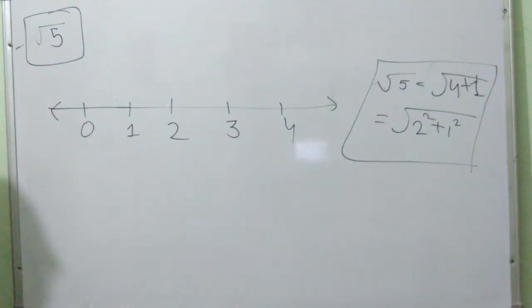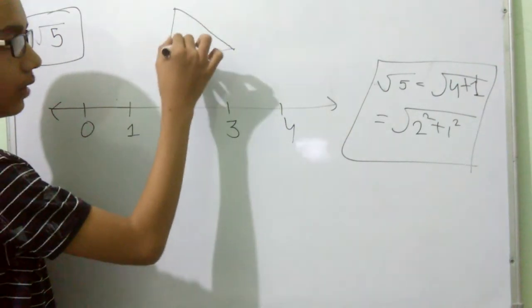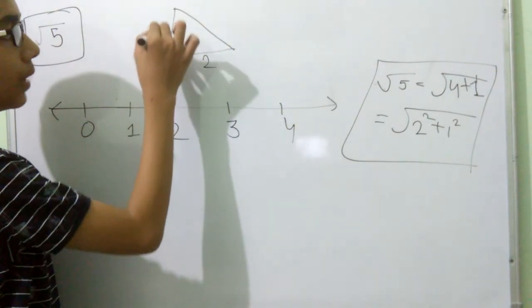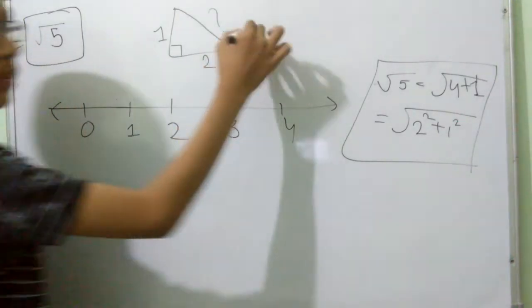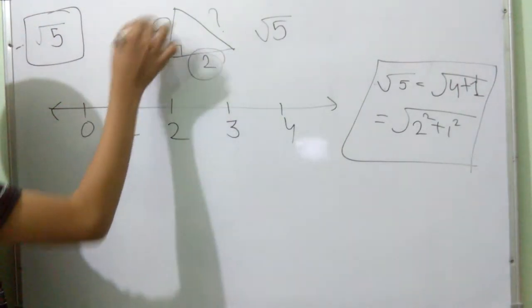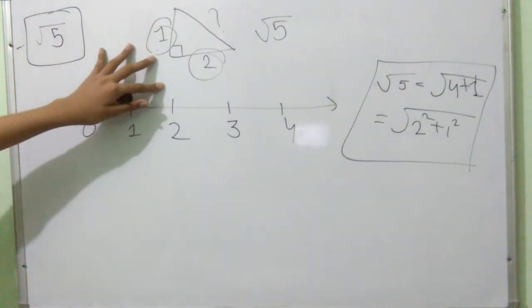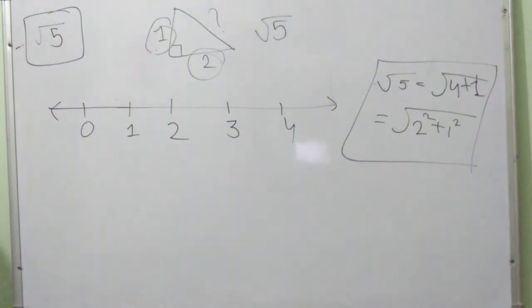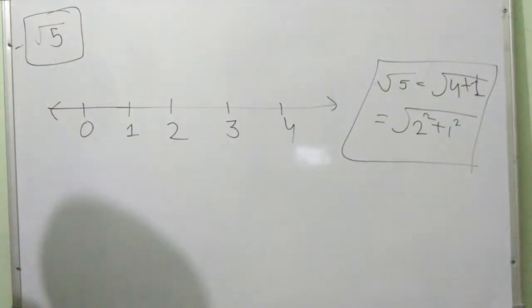So what we have to do? Suppose it is a right angle triangle again, and the base is 2, perpendicular is 1. What will be the length of the hypotenuse? That will be root 5. That means the square of 2, 4, plus the square of 1, we will get 5, and under root of 5. So to represent this on the number line, what do we have to do?